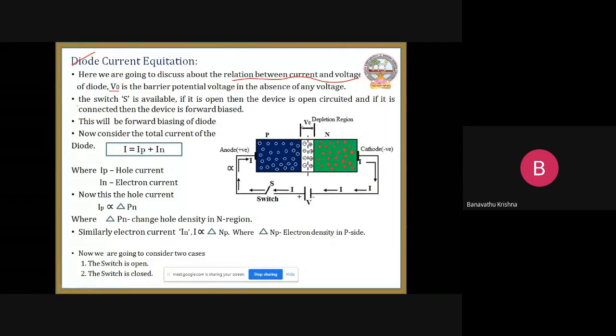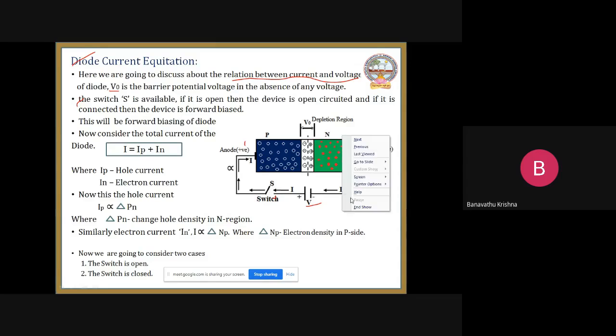So here, next point. The switch S is available. If it is open, then the device is open circuited. And if it is closed, if it is connected, then the device goes into forward bias condition. Let us see here. This is the positive terminal; we make the connection at the positive side, and the negative terminal at the negative side. Then this diode acts in forward bias condition, because there is a switch here. If the switch is closed, the diode works in forward bias condition.